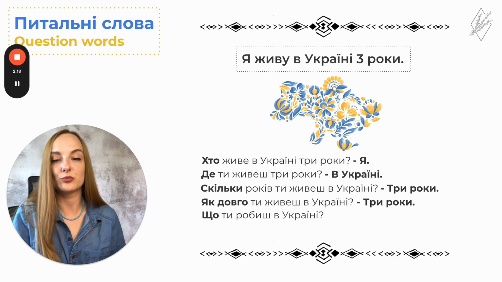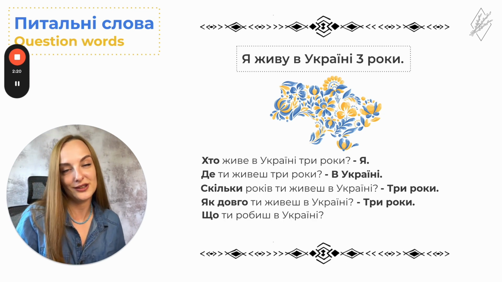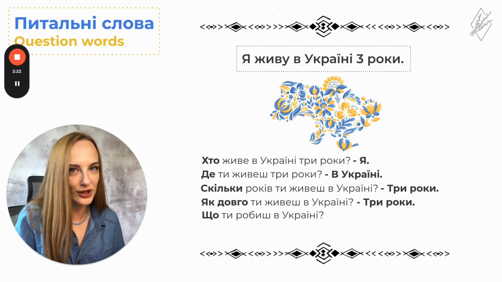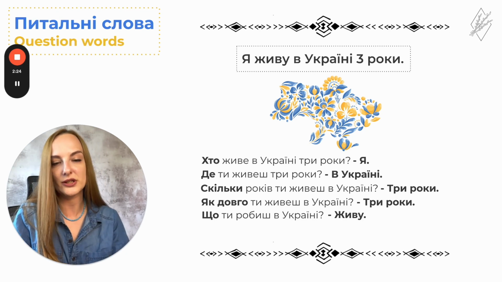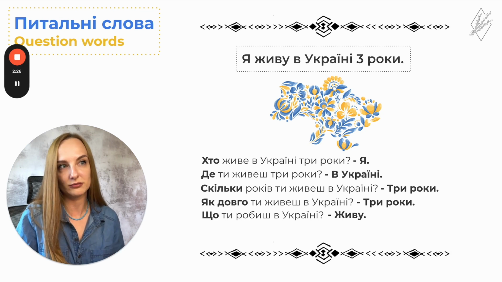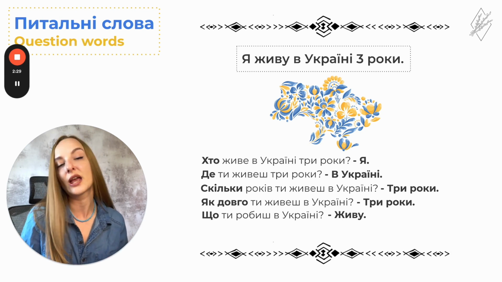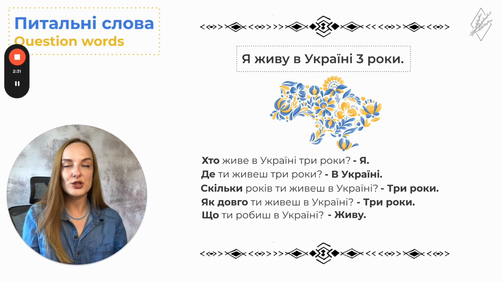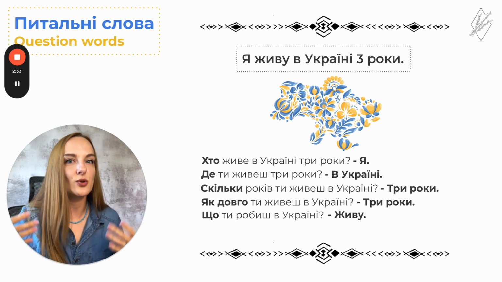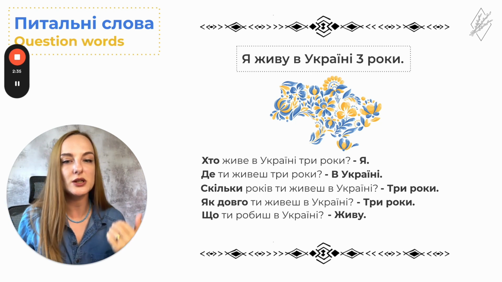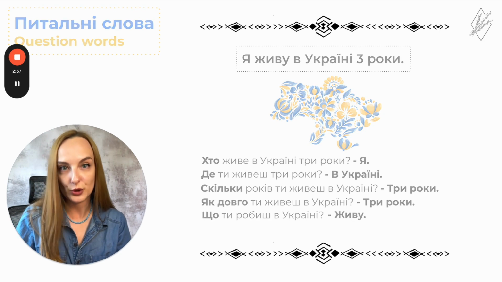Or for example, що ти робиш в Україні? Що ти робиш в Україні? Живу, right? I live in Ukraine. This is what I do there. So basically, the most popular way to ask a question in Ukrainian is to add some question word. Of course, we have a lot of them in Ukrainian. We have a lot of question pronouns, and we will not now discuss all of them. It will be topic of separate huge lesson.